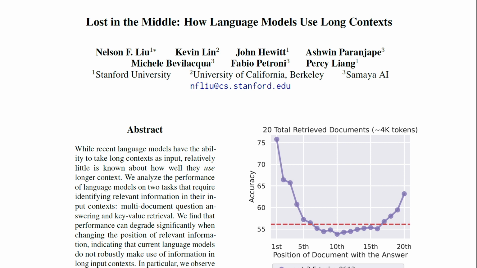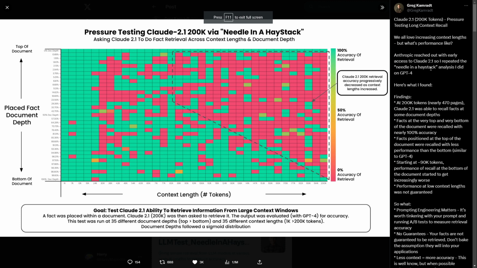We have RAG, Retrieval Augmented Generation, where you have an extended knowledge. You store things separately, and then the model can just retrieve things from a vector database. Now, there was someone on X named Greg Kamradt who did all of this for us. He managed to test the performance of Claude 2.1, and this is what he came up with.